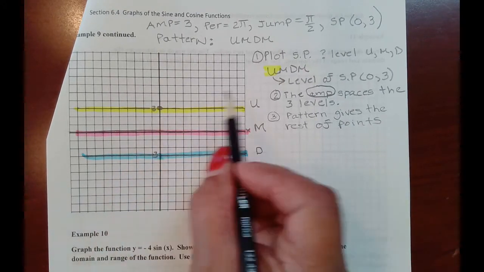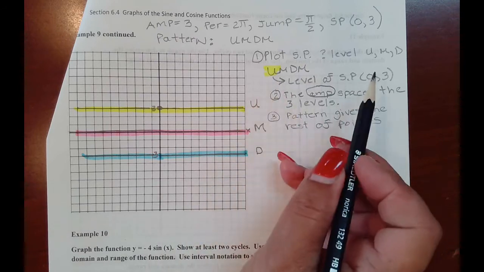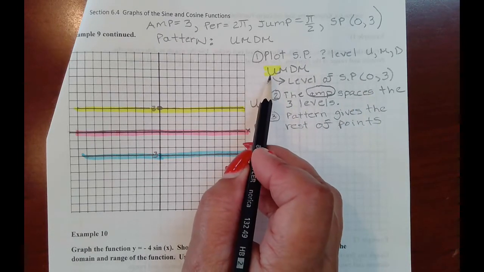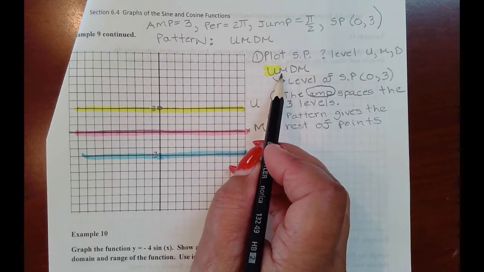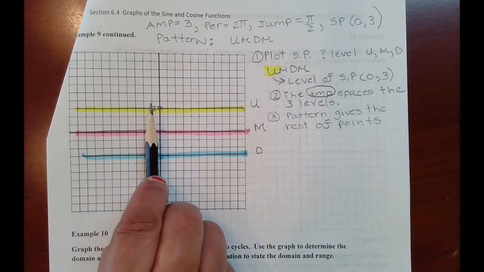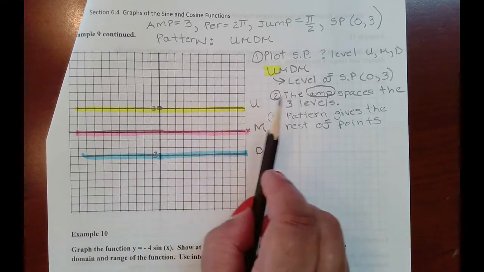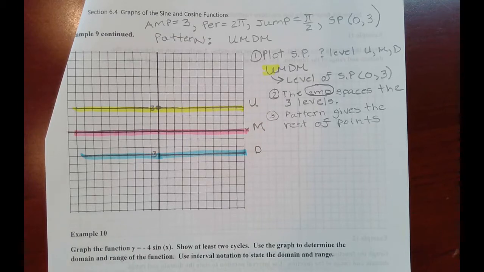Okay, so we already did this point. That (0, 3) was our uppermost point. So now we're ready to move to the middle. But we need to know, how much should I slide over each time? Because every time you plot a point, you need to know how much to move over horizontally and at what height you should be at, your y coordinate.